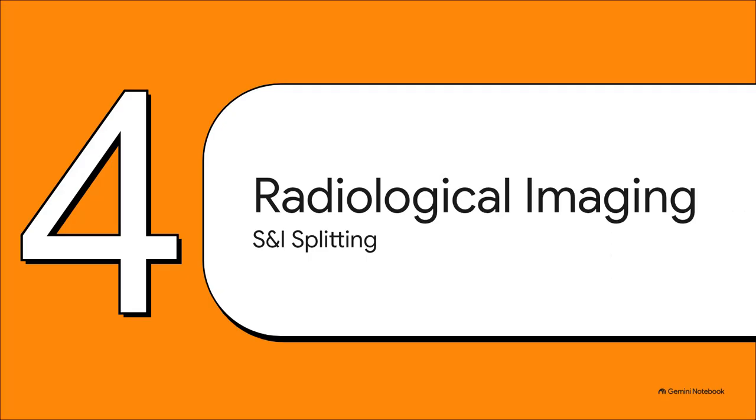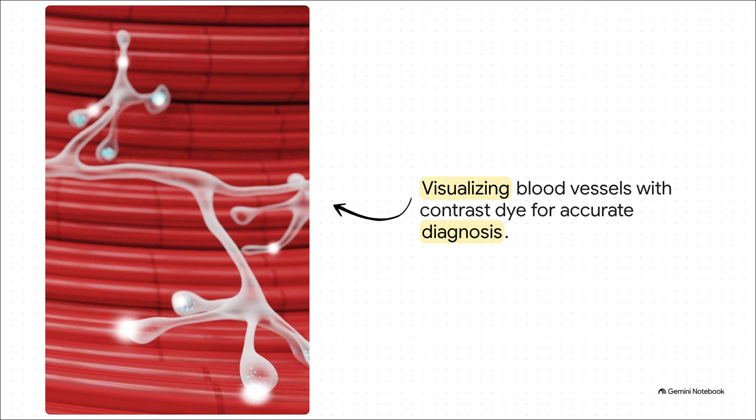Let's transition to Section 4, Radiological Imaging Breakdown, SNI Splitting. Okay, so we've got our physical catheter placement codes totally locked in. But now we've got to pivot. We have to shift our focus from the physical tube to the visual component.